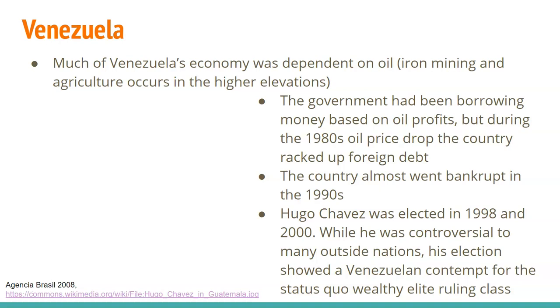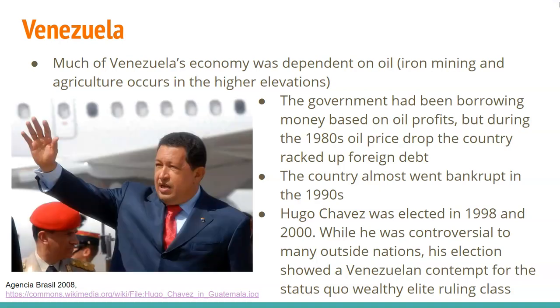So Hugo Chavez is a very controversial figure. He was elected in 1998 and 2000. He died in 2013, so he was elected again, but he passed away before he was sworn in. And so many people consider him to be a problematic leader. In 1992, he was involved in an attempted coup on the Venezuelan government.